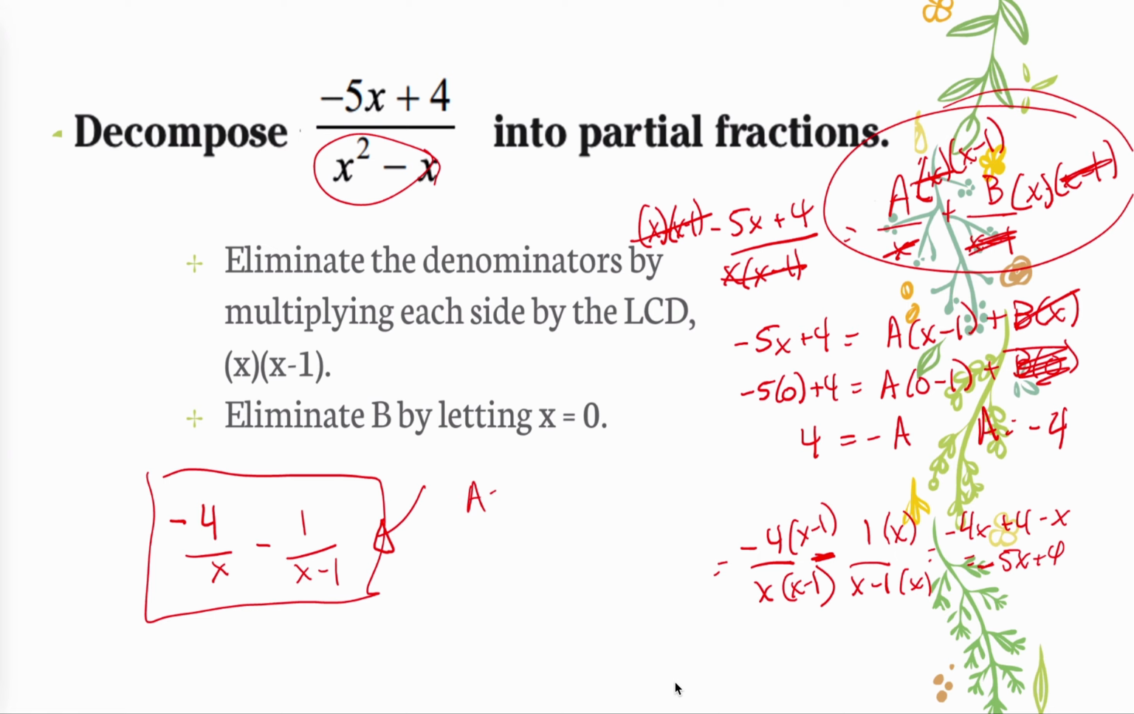And when you write your answers, you need to write it out this way. Don't just tell me that a equals negative 4 and b equals negative 1, because I won't know whether you did it this way or whether you did it the other way around. So you need to actually write it out.